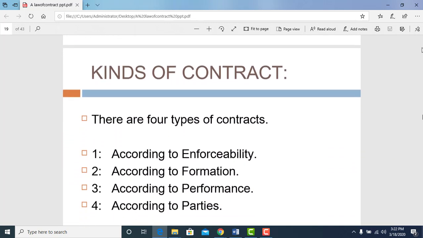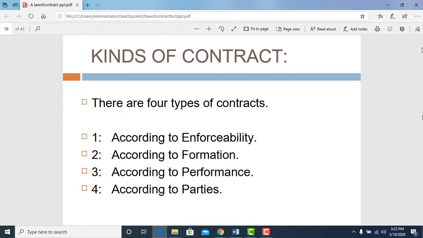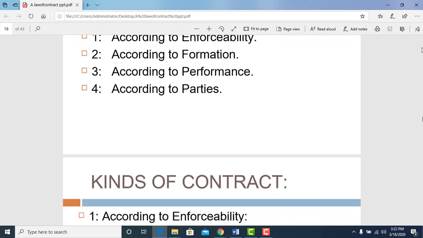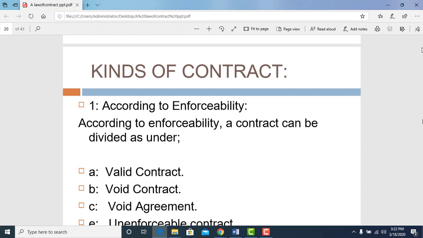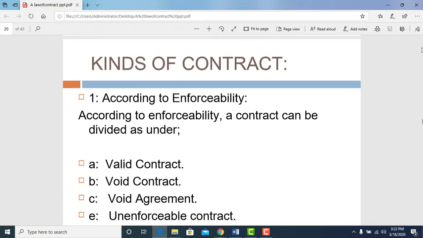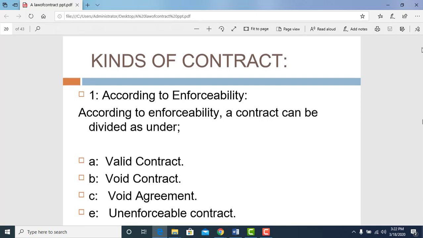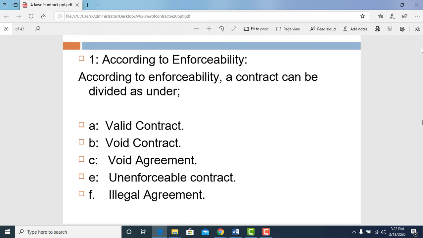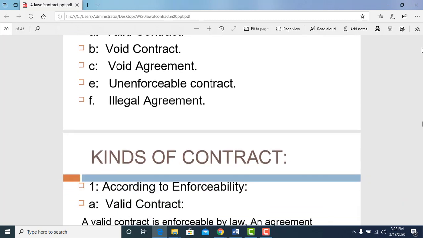Kinds of contracts. There are 4 types of contracts: according to enforceability, according to formation, according to performance, and according to parties. Kinds of contract. According to enforceability is the first type. According to enforceability, our contract can be divided as under: valid contract, void agreement, unenforceable contract, illegal agreement.